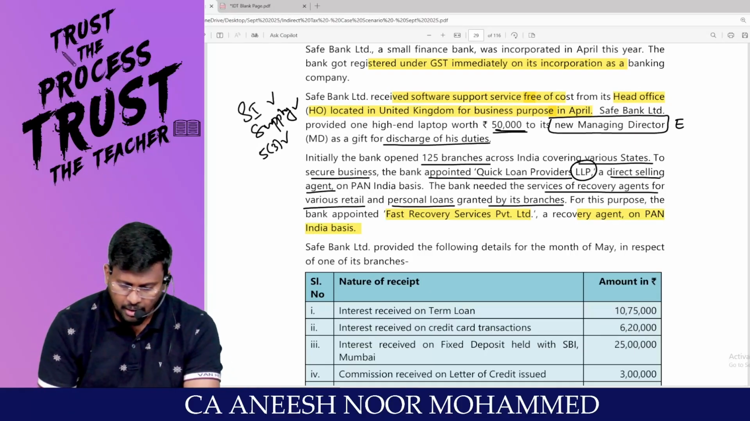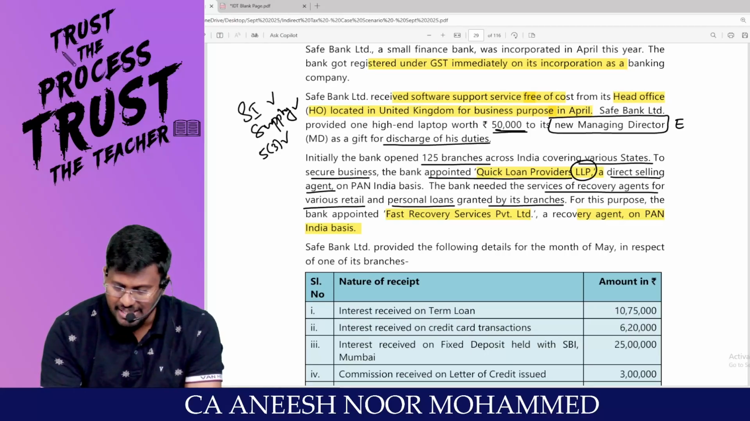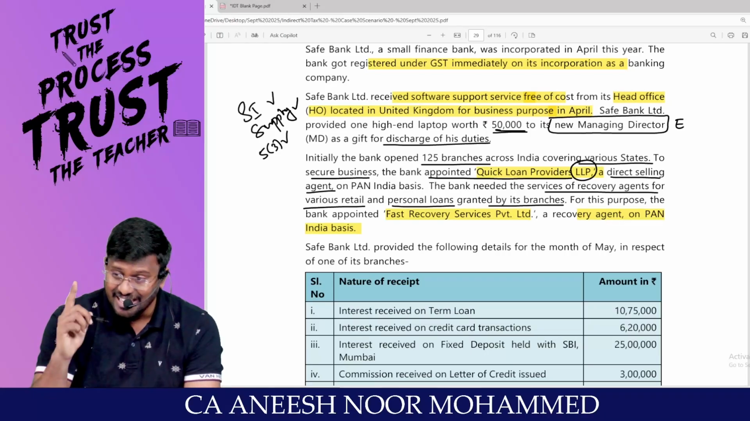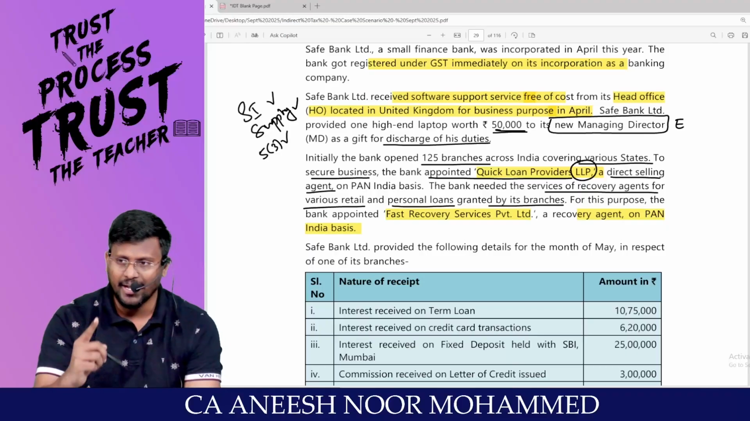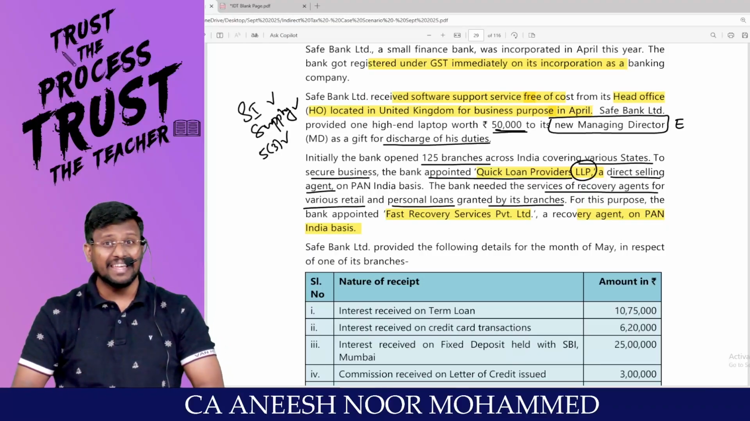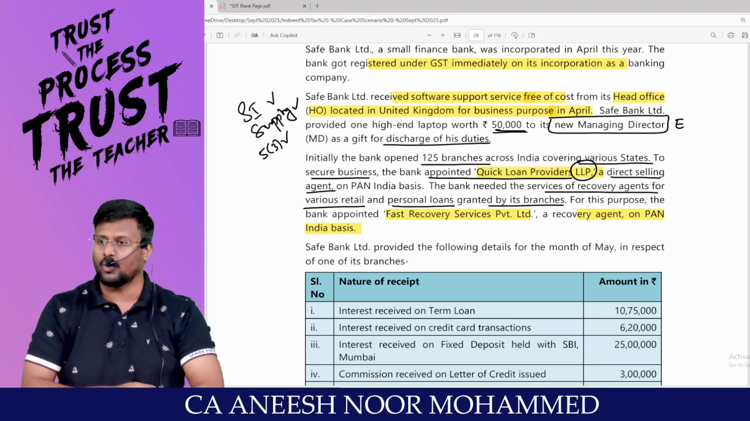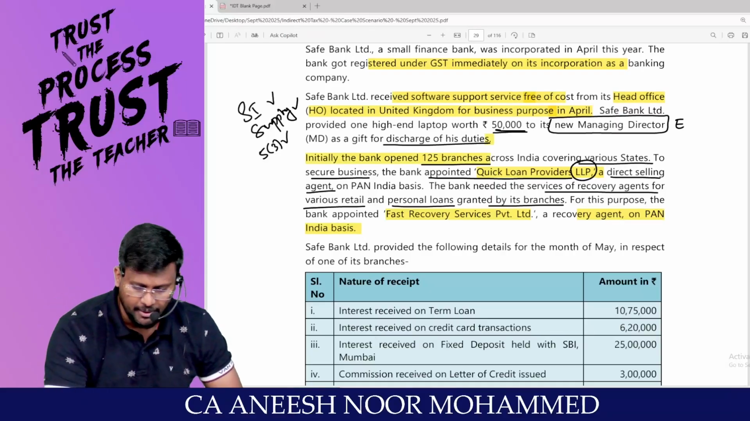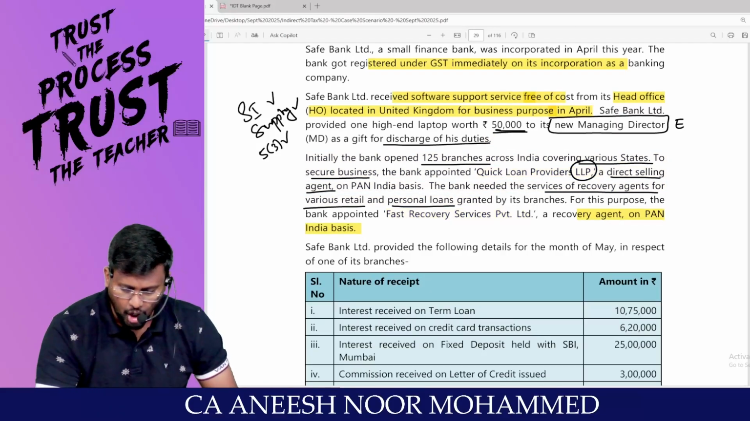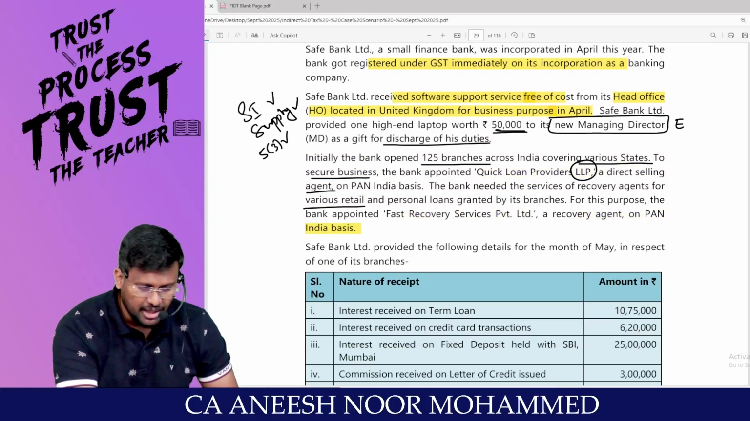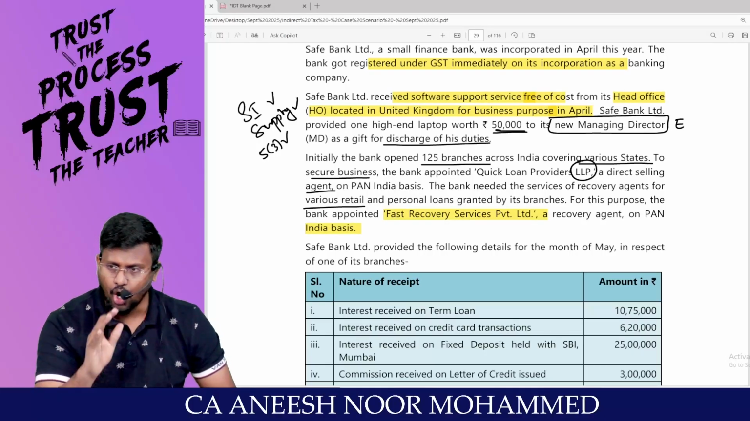Number one, Quick Loan Providers LLP, the direct selling agent, should be an individual. When I highlighted, I said that in order to apply the RCM, the direct selling agent must be an individual. So for the first one, RCM will not be applicable. Whereas such a condition is not applicable for the recovery agent. Recovery agent is always RCM.